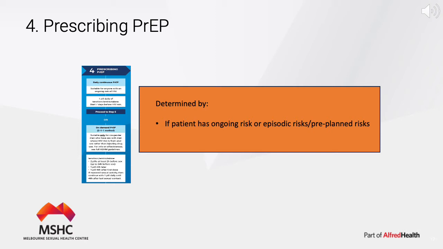But basically it's tenofovir disoproxil with emtricitabine taken in a short, sharp burst, where you take 2 tablets at least 2 hours before sex, but up to 24 hours. Then you take 1 pill if you have sex 24 hours later after the first 2 pills, and then 1 pill 48 hours after the first dose. Okay?